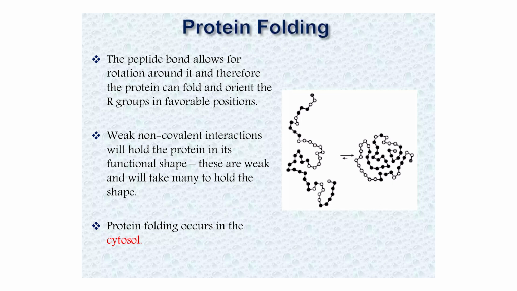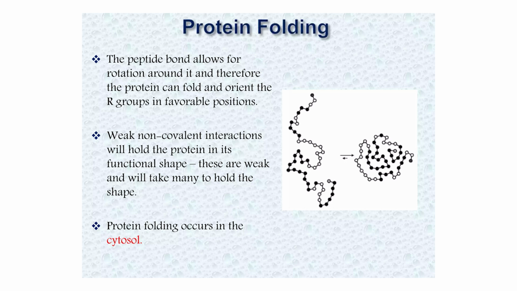Now, protein folding, what actually is protein folding? The peptide bonds in a linear sequence of amino acids allow for rotation around them and therefore the protein can fold and orient its groups in favorable positions. So, weak non-covalent interactions hold the protein in its functional shape. That is why the protein folds, and it is very significant to understand why a protein folds, where it folds and how it folds.